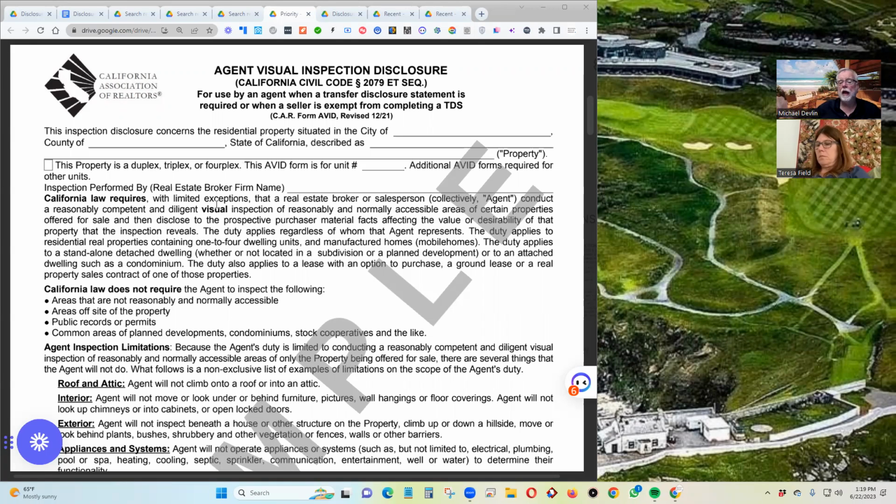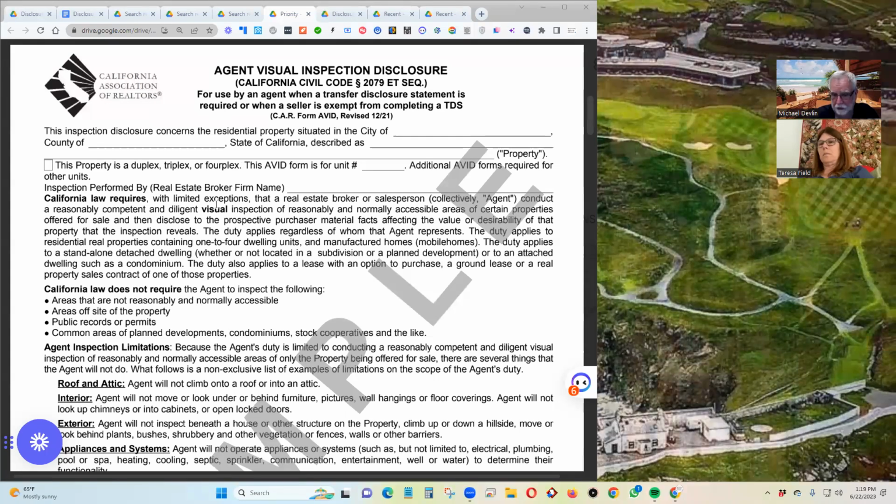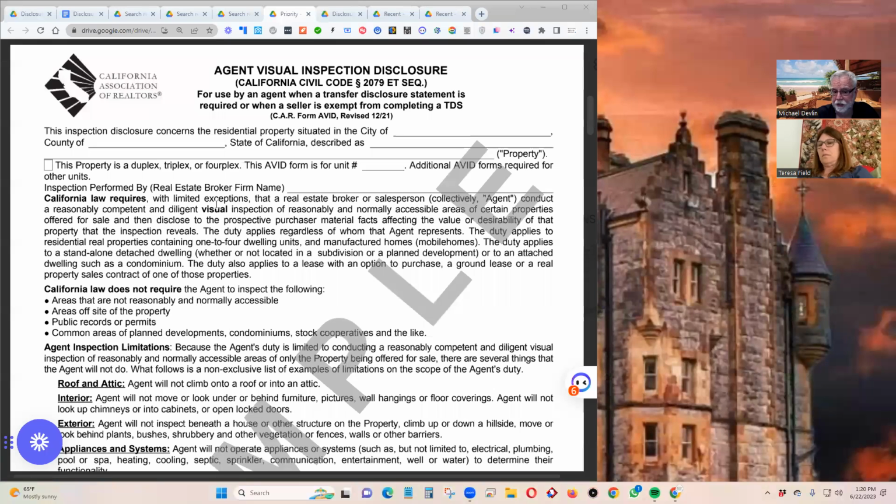How about this, though? Well, we're going to have a property inspector. By the way, whether or not the transaction closes is dependent upon the listing agent's AVID, but not the buyer's agent's AVID. If the listing agent does not provide an AVID, the buyer can back out of the contract. Even if the seller is exempt, the listing agent is not exempt. But the buyer's agent, it says you're supposed to do it, but it also says, in both the civil code and the purchase agreement, that the buyer can't back out just because their own agent wouldn't do it. You can see the logic in that.